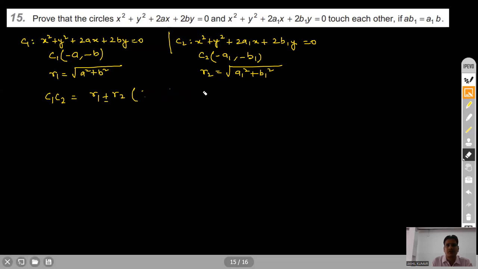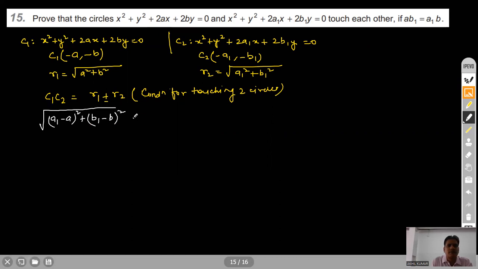This is the condition for touching two circles. Condition for touching two circles, right? Now, what is C1C2? C1C2 will be the square root of (A1 minus A) whole squared plus (B1 minus B) whole squared, and this must be equal to R1 plus or minus R2. That means root of A square plus B square, plus or minus root of A1 square plus B1 square, right? Now we square it on both hand sides.